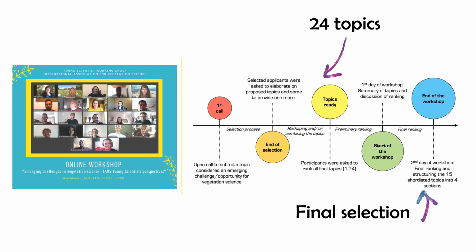Then the topics were reshaped and combined if needed, and we had a final list of 24 topics. We sent these topics to all participants, and we asked them to rank them from 1 to 24 in order of importance for them. And this list was discussed on the first day of the workshop, so everyone had the opportunity to argue for the importance of some topic that was not making it up in the list. And then all participants had another opportunity to rank them again.